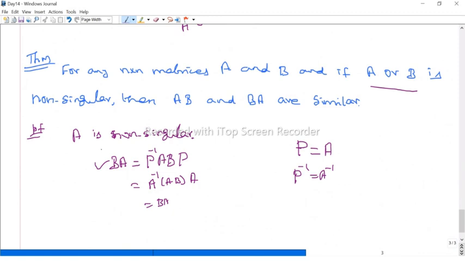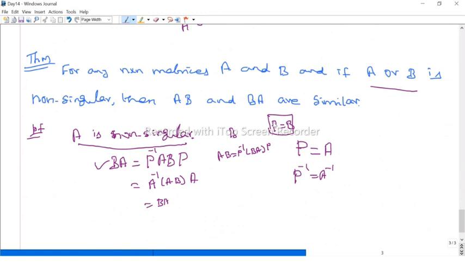Therefore, suppose we assume that A is a singular matrix, then AB and BA are similar matrices. Similarly, if we assume B is non-singular, then we can write AB equal to P inverse BA P. In that case, we take P equal to B, because its inverse exists, that's why we are taking this. Therefore, AB and BA are similar matrices if one of the matrices A or B is non-singular.